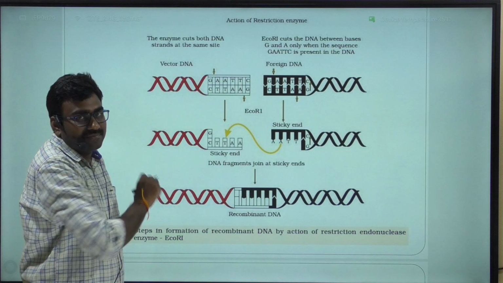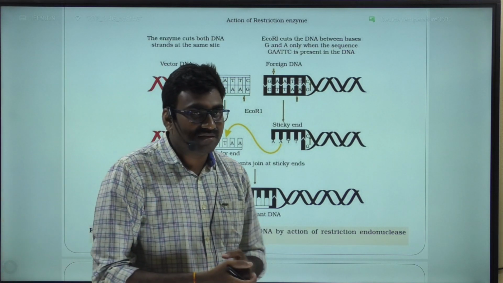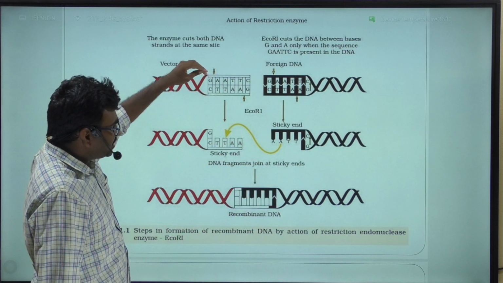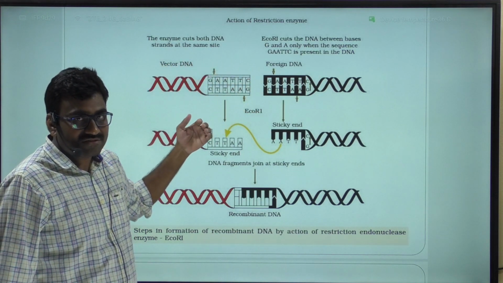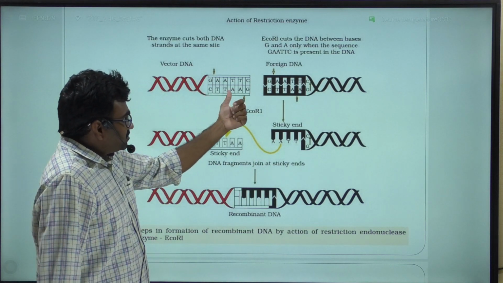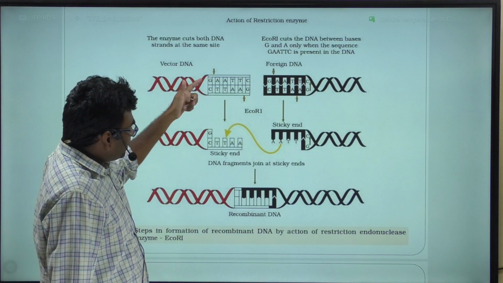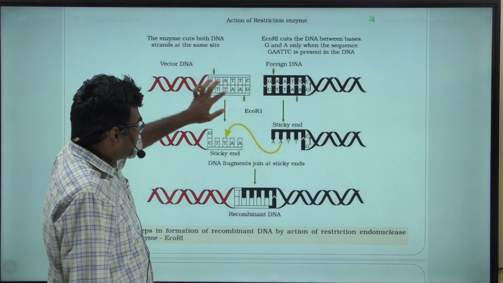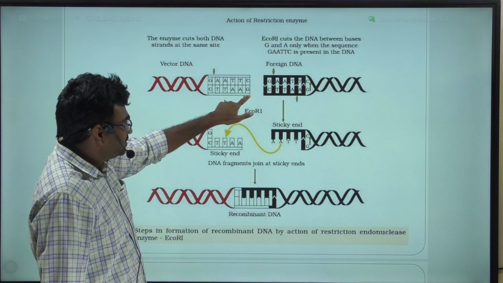Another one is 3 prime to 5 prime. It is the anti-parallel nature of DNA. So the sequence, if you read in the forward and backward direction, reads the same. That is a palindromic sequence. Okay. So here it makes a cut between G and A, in both strands.